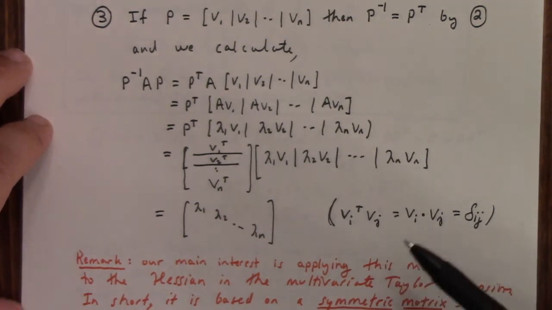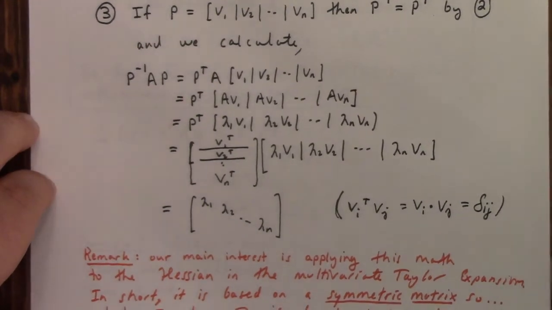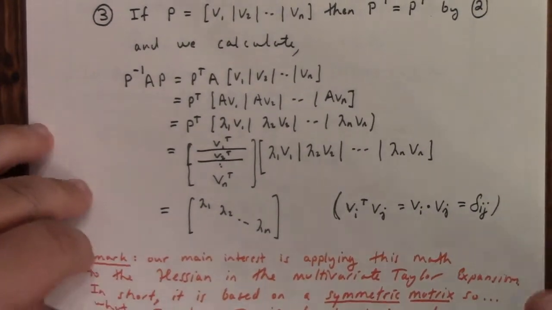And the reason that's beautiful is because of the application for us, the Hessian, which is in fact a symmetric matrix. So let's go ahead to that.